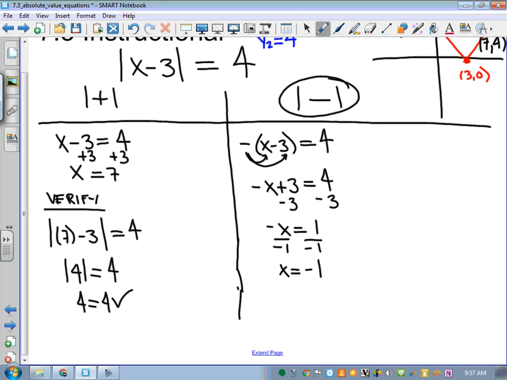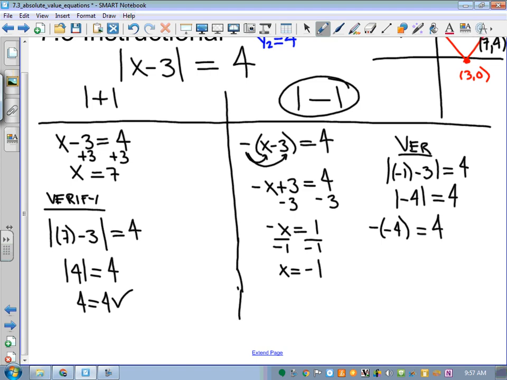We'll do the same thing on the right-hand side. If I verify that, I'm going to say that the absolute value of negative 1 minus 3 is equal to 4. This is the absolute value of negative 4. Much like I did in 7.2, I think it is a good idea just to a couple times write that the way that absolute value changes a negative value into a positive value is by multiplying it by negative 1. Well, negative 1 times negative 4 gives me positive 4. And again, we see that that equation is verified.